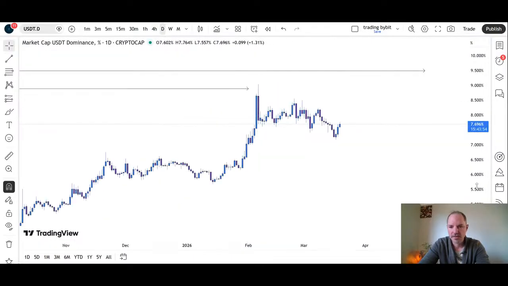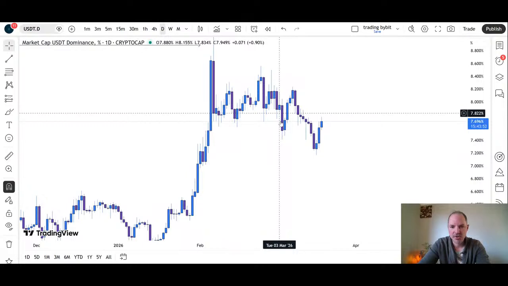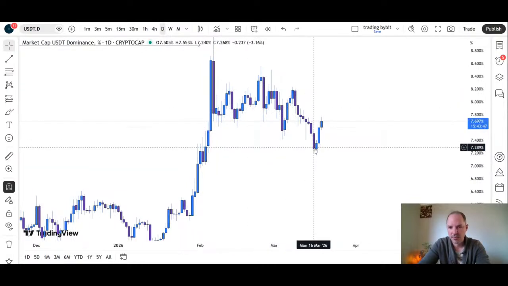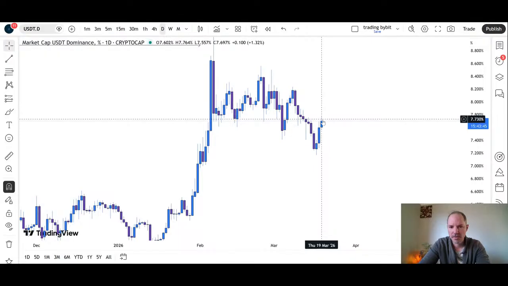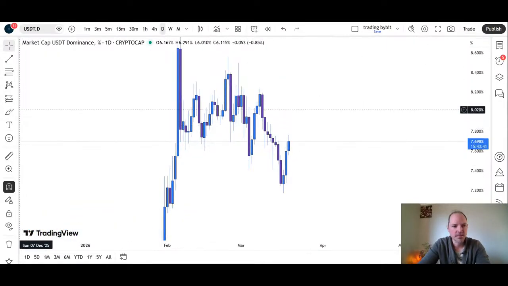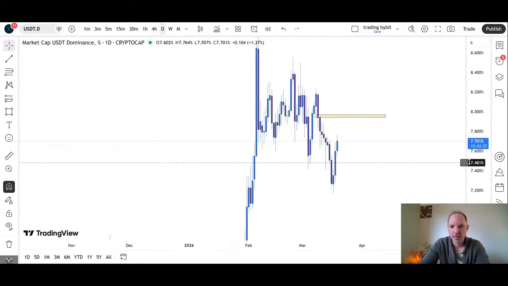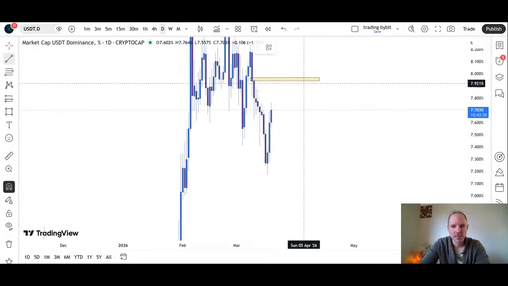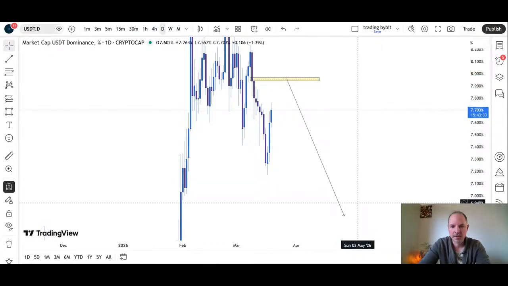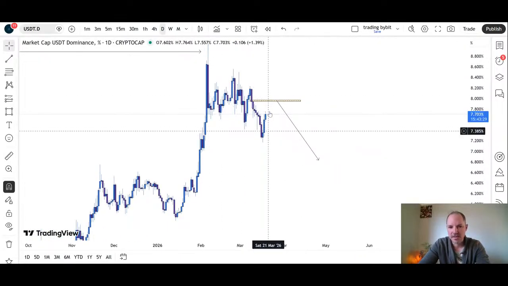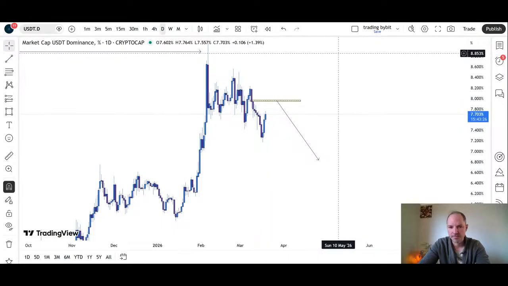If we watch in dailies, we can see that we had a shift in structure. We had a retest of that shift, and we are continuing. We probably go a little bit higher right now, back into this gap. So the market will drop a bit further. And once we hit that level, we will go further down, and that means that the crypto market is going back up. If USDT goes down, the crypto market goes up.